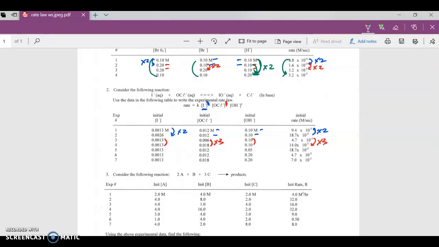Going to my last one. I've got my OH. I'm going to try to find a spot where it's kind of the same. All right, I'm looking down here.